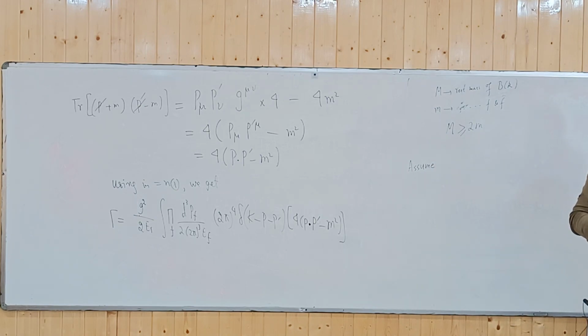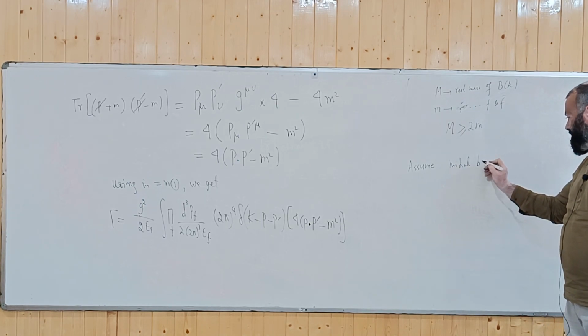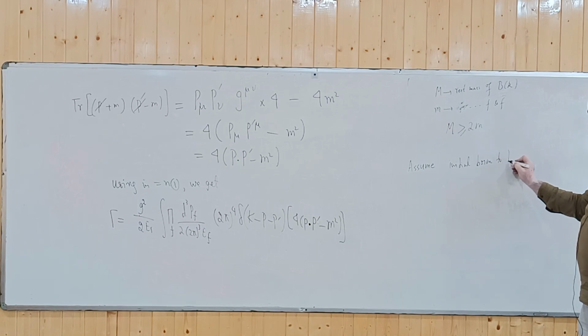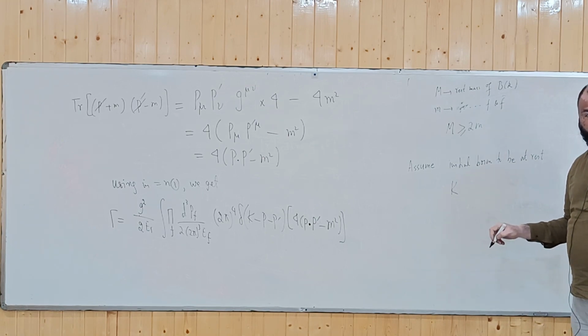So I will assume my initial particle is in the rest frame. I mean to say the initial particle decays in its own rest frame of reference. Clear? So that means I am assuming my initial particle, the initial boson, to be at rest. So what does that mean? It means the K, okay?